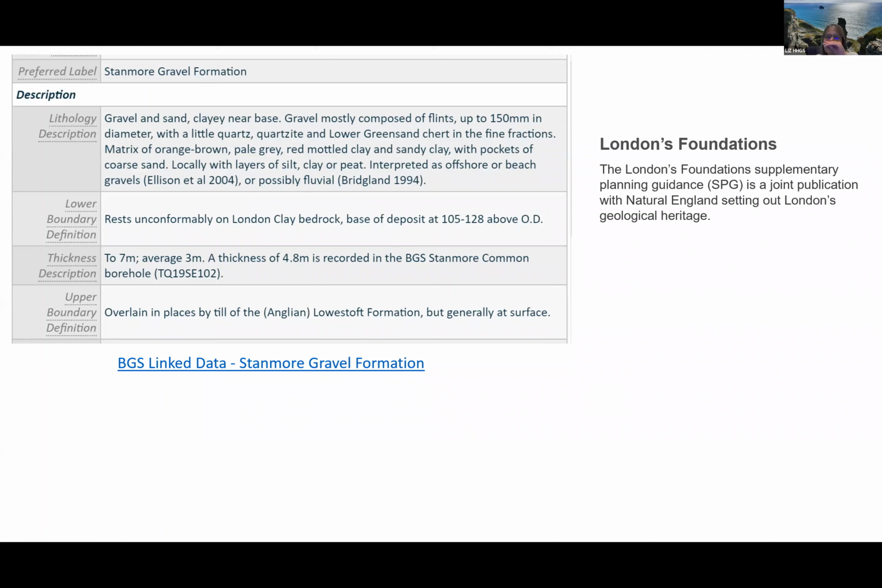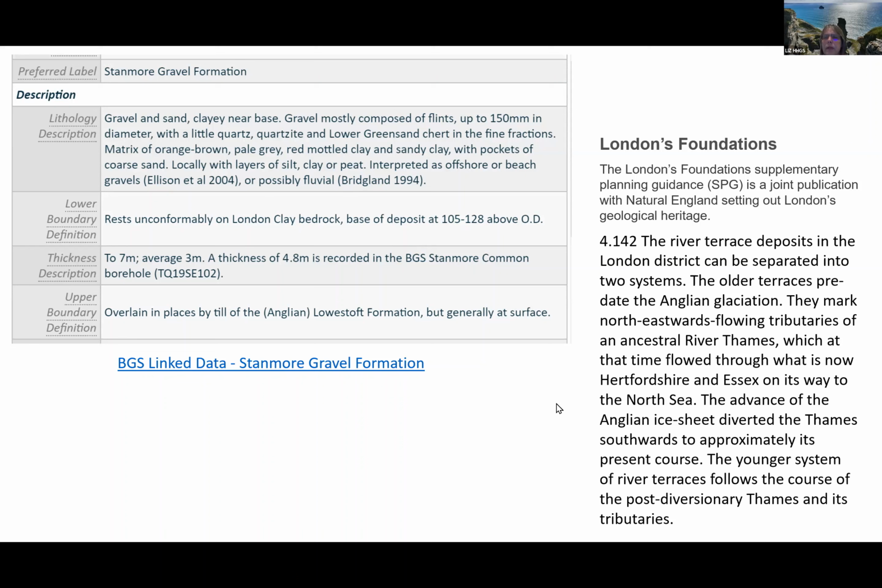Then I looked at London's Foundations and I found this information. The river terrace deposits in the London district can be separated into two systems. The older terraces predate the Anglian glaciation. They mark northeastward flowing tributaries of an ancestral River Thames, which at that time flowed through what is now Hertfordshire and Essex on its way to the North Sea.